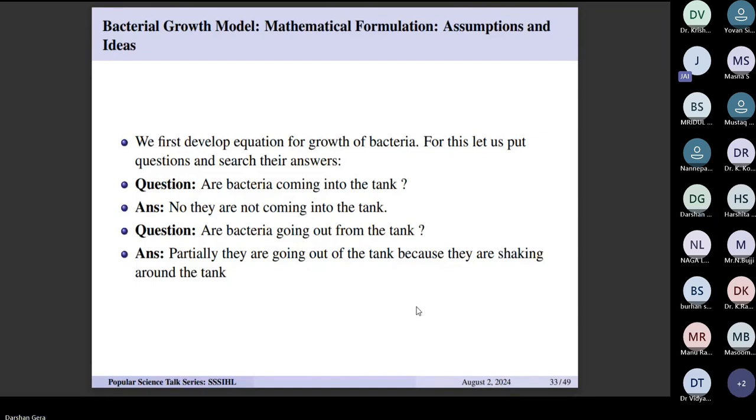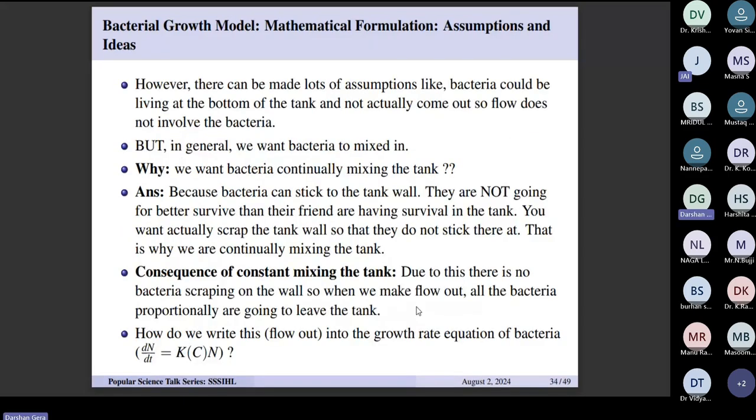As the food is going out, we assume that bacteria and food are well mixed in the system. People think that bacteria will stick to the wall, but we are not assuming this. If they are sticking to the wall, then survival will be an issue. You want to actually scrape the tank wall so that they do not stick there. In this way, we are assuming that there is proper mixing in the tank.